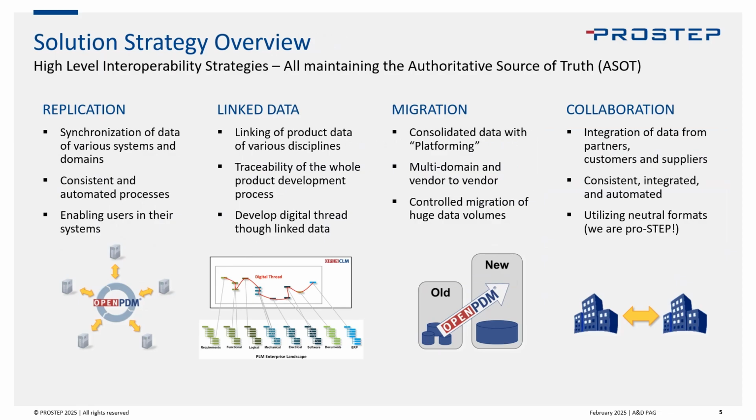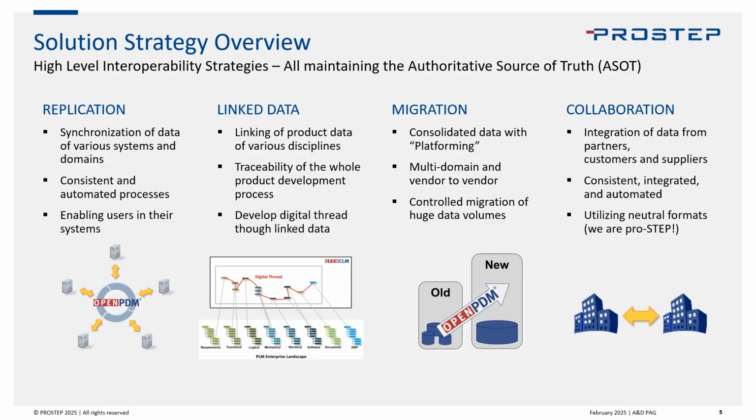So for providing this interoperability between these different vendor systems, we really have 4 different types of strategies, and they all maintain that authoritative source of truth, meaning where the data is authored and configuration managed, like the repository of that data, and it's released from and updated to. That's where we want to then source the data as it goes through your product lifecycle. In order to do that, we have different strategies.